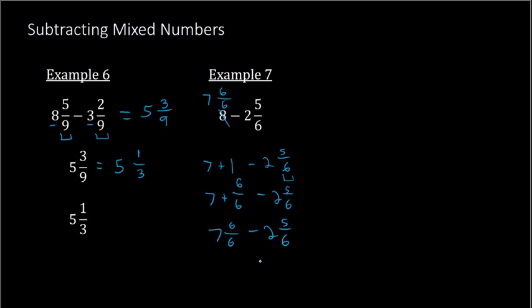Now to finish off, we have a whole number, the 7, and the whole number 2 that we can subtract from each other. 7 minus 2 is 5. And then we have the fractions now. We have 6/6 minus 5/6. 6 minus 5 is 1, so we have 1 over 6. So our final answer would be 5 1/6.